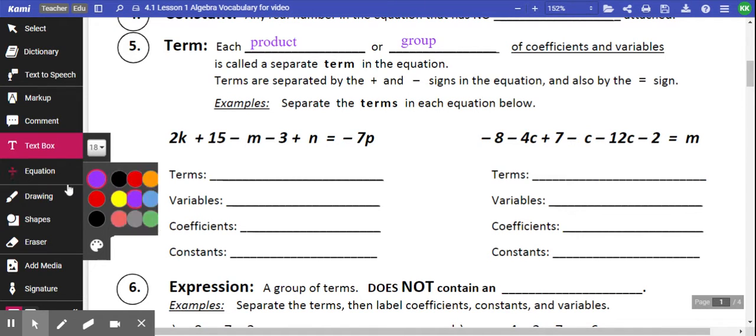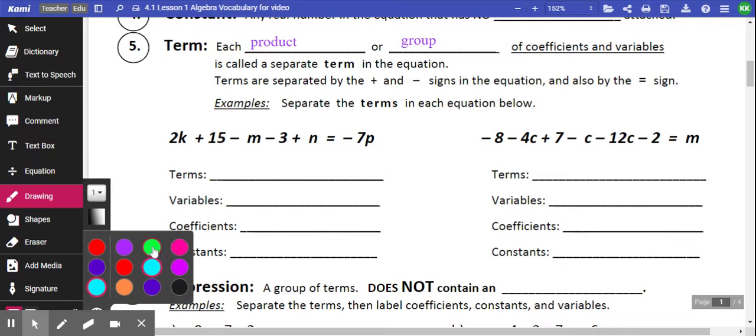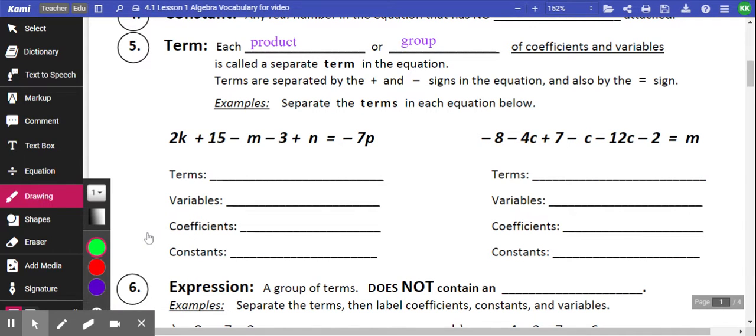First, it tells us to separate our terms. And remember, the terms are separated by pluses and minuses. So I'm just going to draw a slash line in front of all my pluses and minuses to separate out my terms. So it makes it easier to see each one.